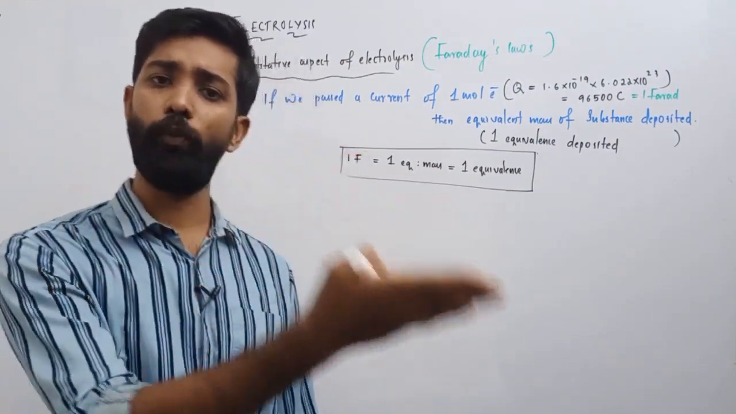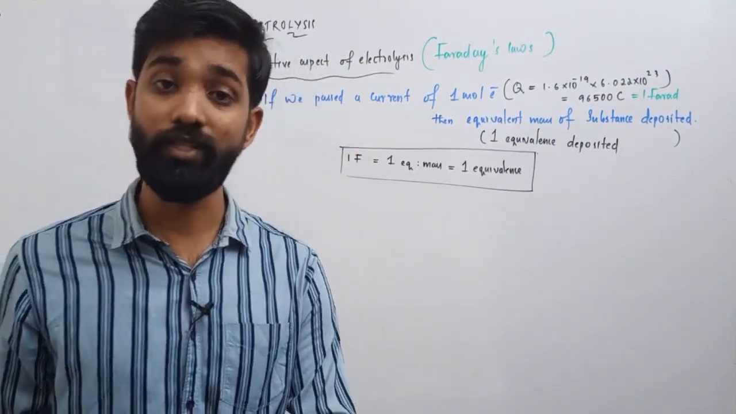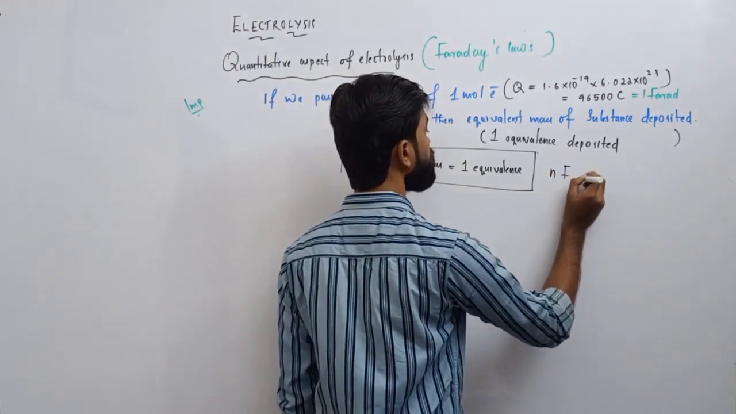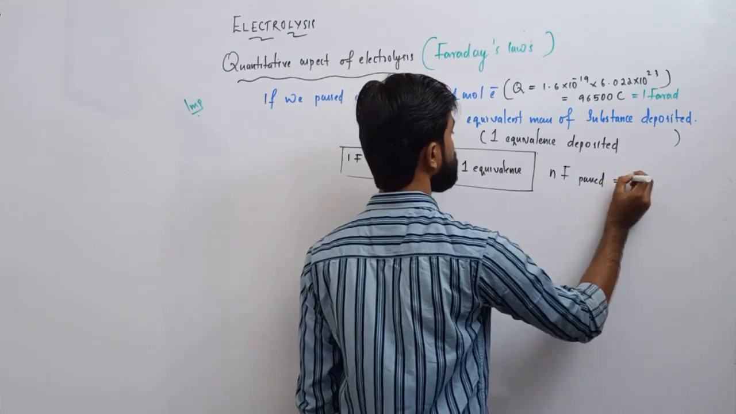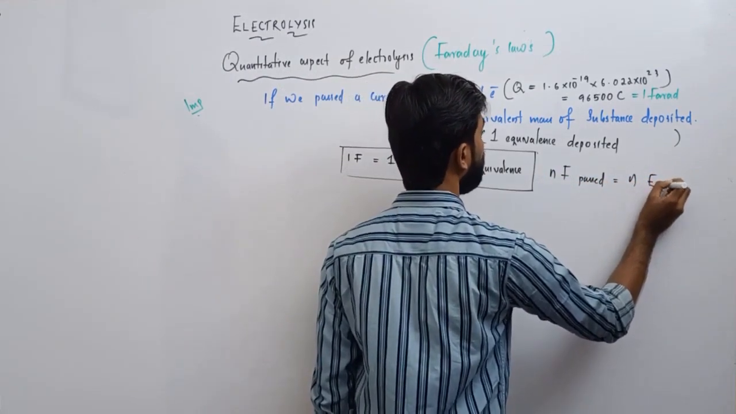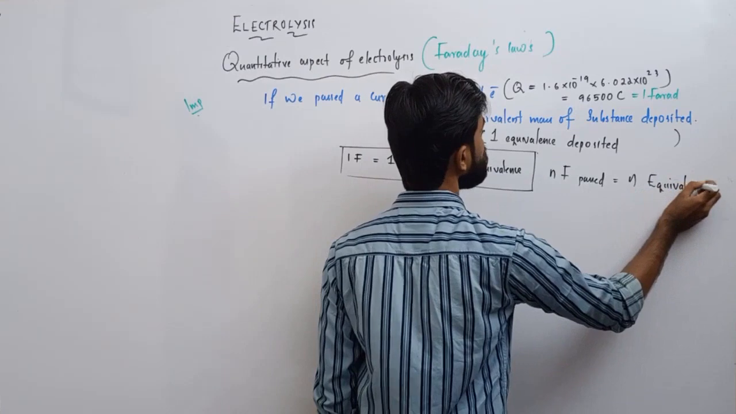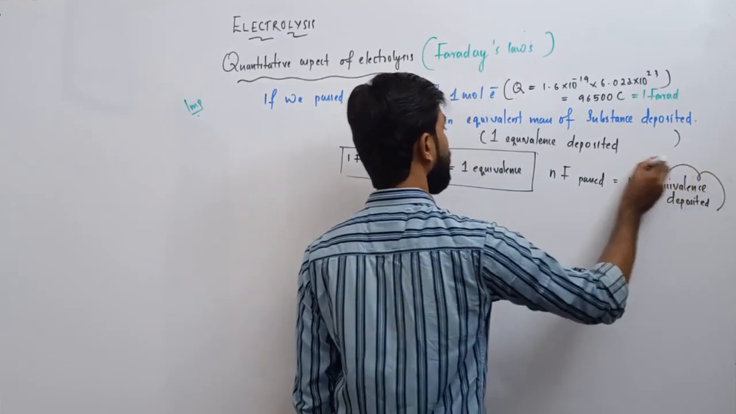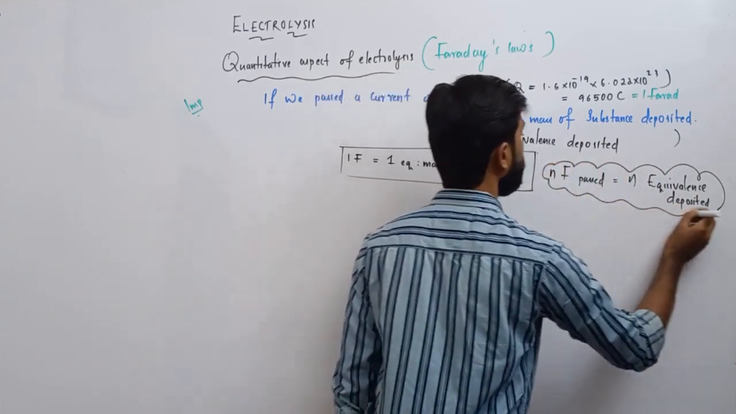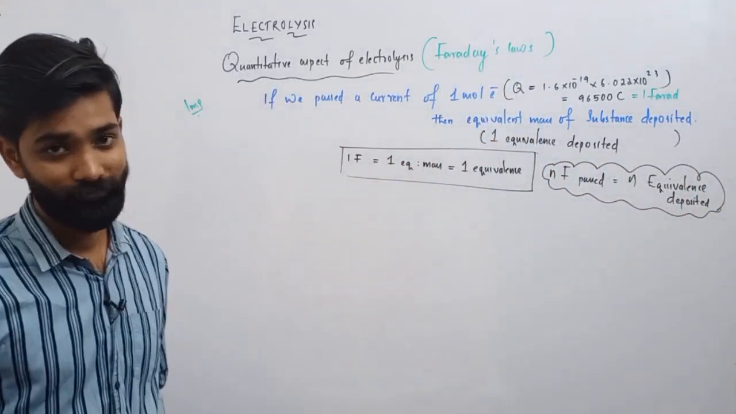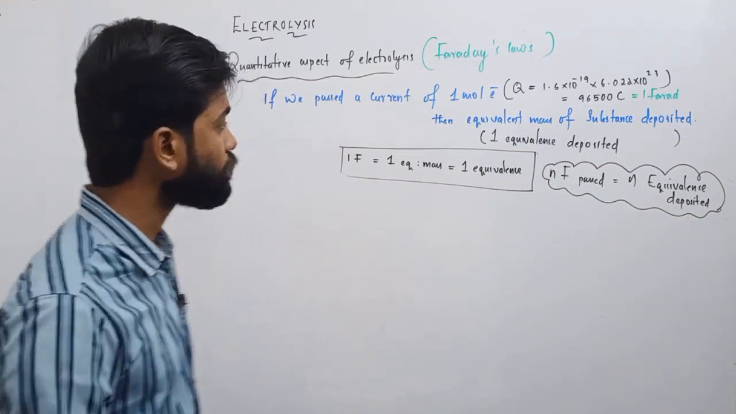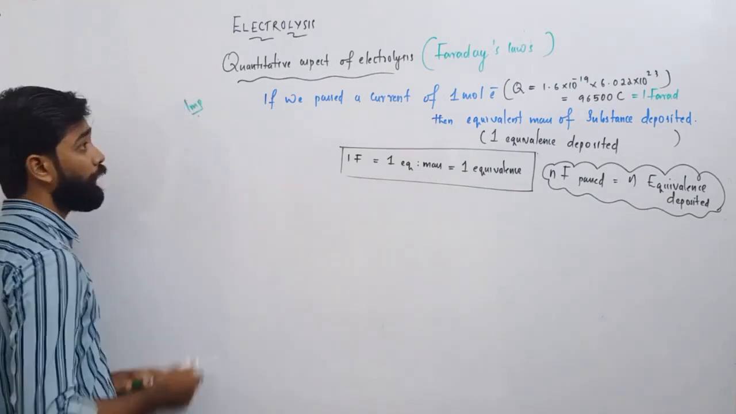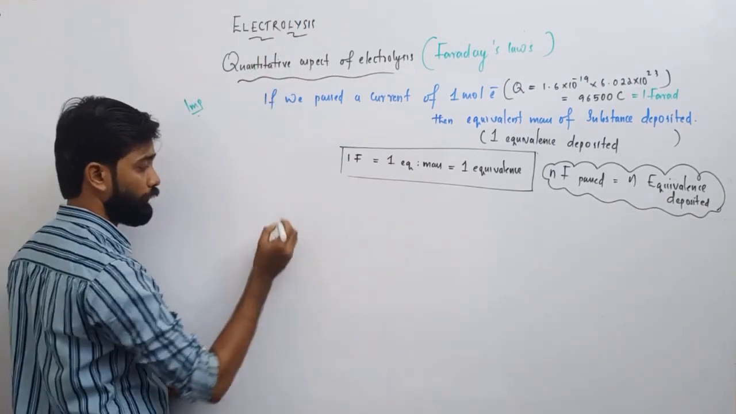If you pass 2 farad, then you obtain 2 equivalence. If you pass 10 farad, then you obtain 10 equivalence. Generally, if n farad is passed, what happens? n equivalence deposited. Is it okay? If n farad is passed, then what do you obtain? You obtain n equivalence. Okay. This is one of the important points, and let me define one more point.